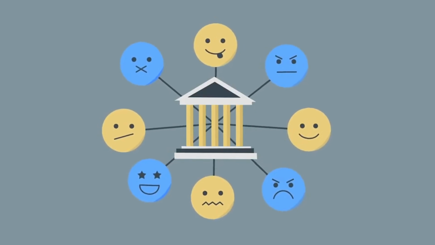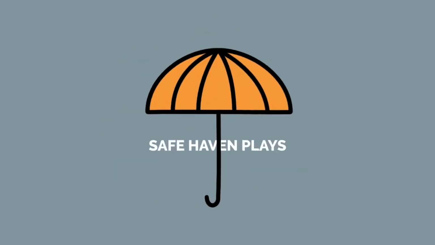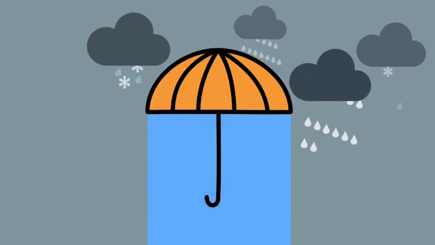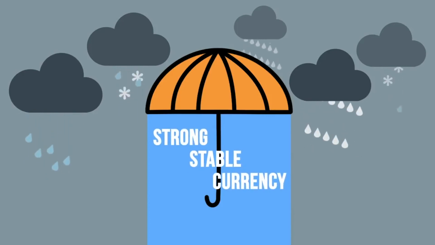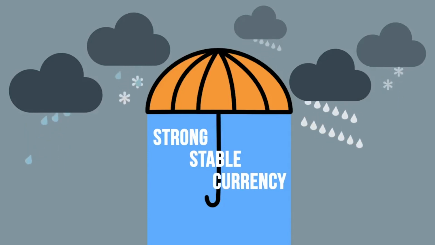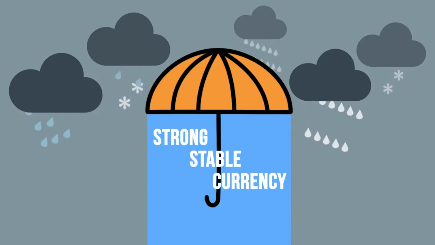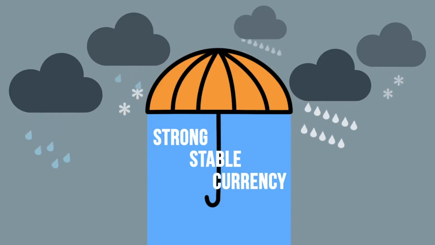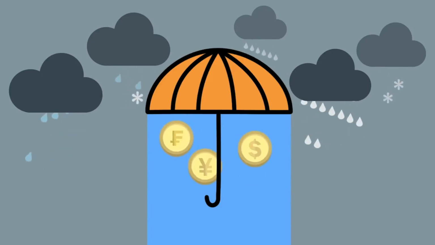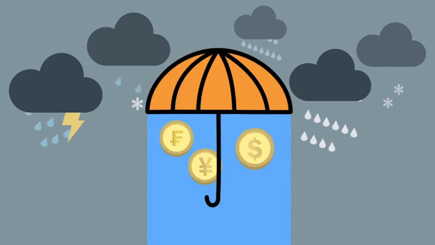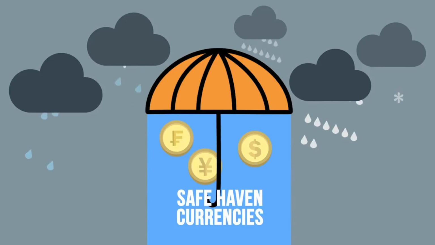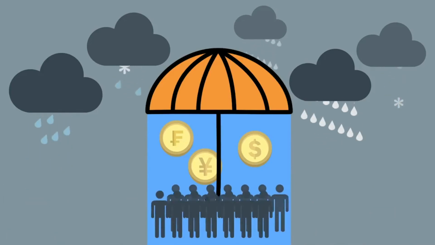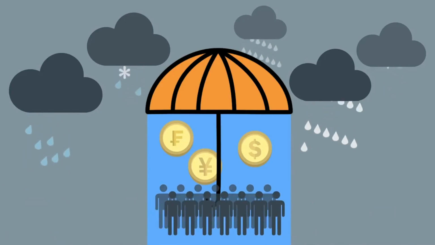A classic example of this changing mood is something called safe haven plays. A safe haven play is where the markets buy a currency that is viewed as strong and stable during times when the overall economy is viewed as weak and unstable. Traders and investors want security for their money. Certain currencies are traditionally known as safe haven currencies. For example, the US dollar, the Swiss franc, and the Japanese yen are generally regarded as the safe haven currencies where investors flock to shelter from short-term economic storms.